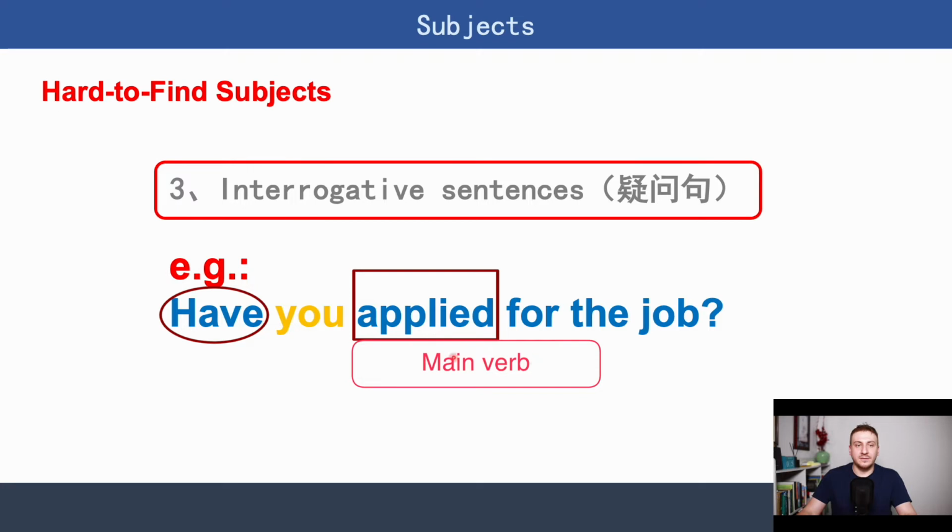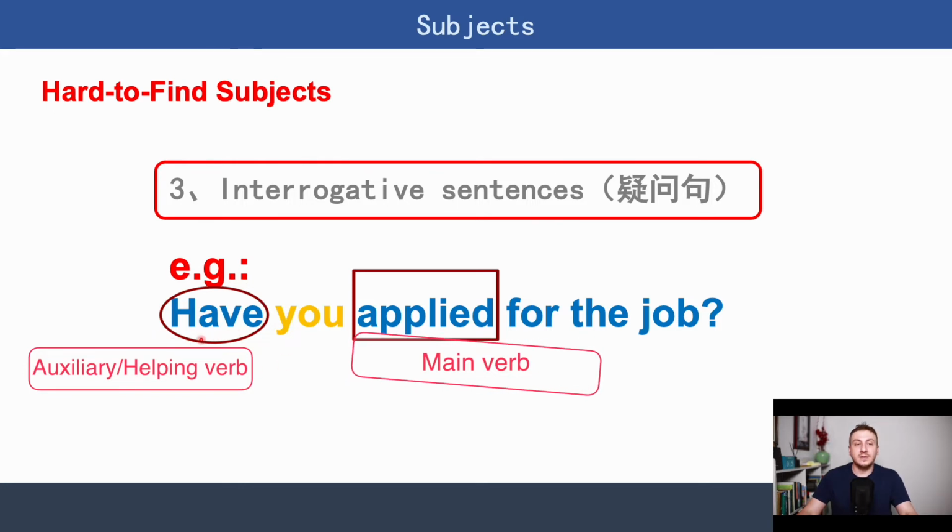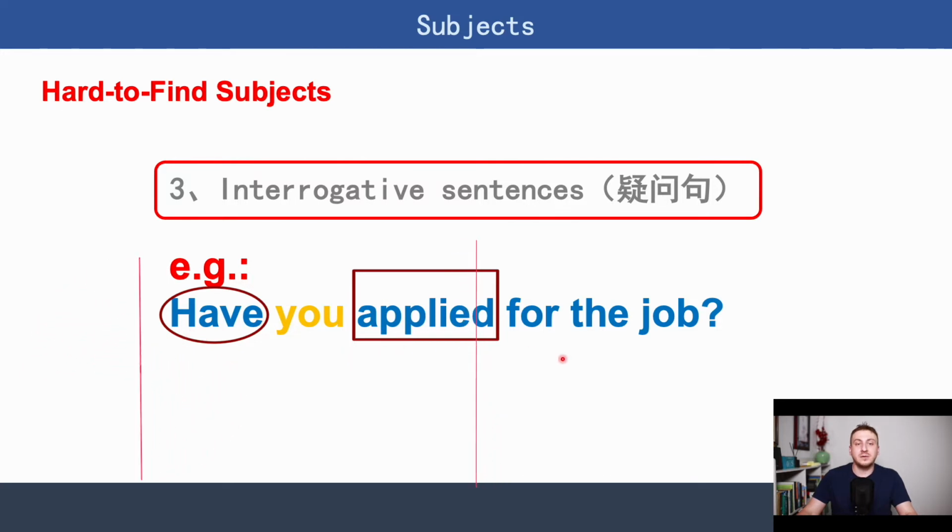Have you applied? Now, what is have? It's a helper verb, right? So in this example, have is helping us set the tense right. So have you applied for the job?